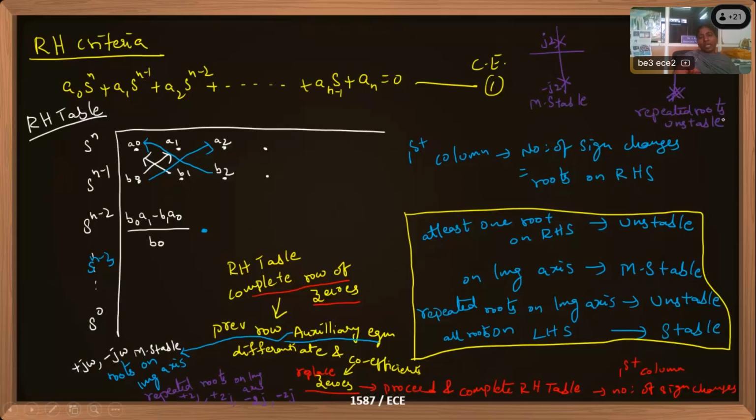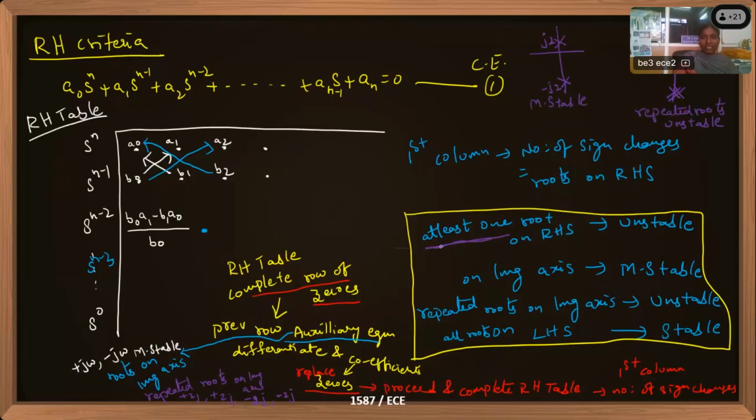Okay, so if we have no roots on the RHS, but only roots on the imaginary axis, we will conclude it as marginally stable. But if at least one root comes on the RHS, that is the utmost priority.